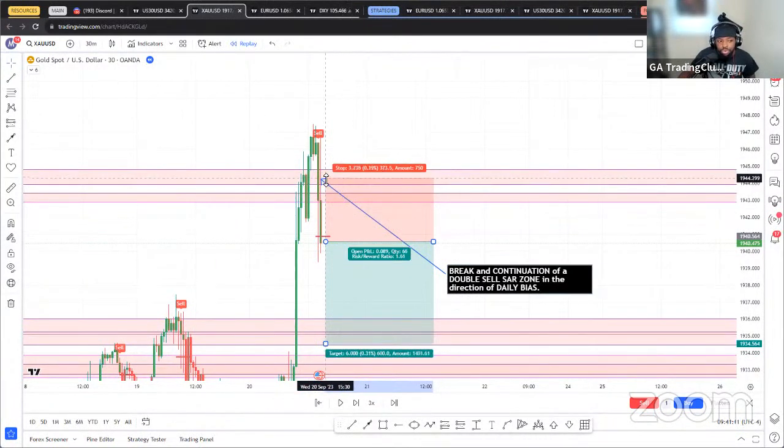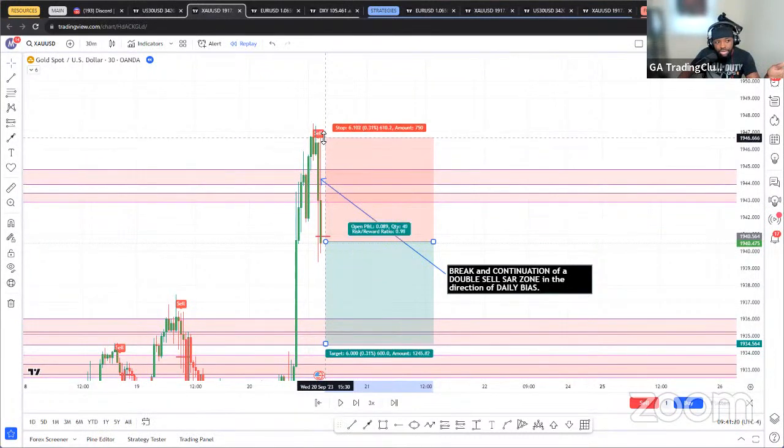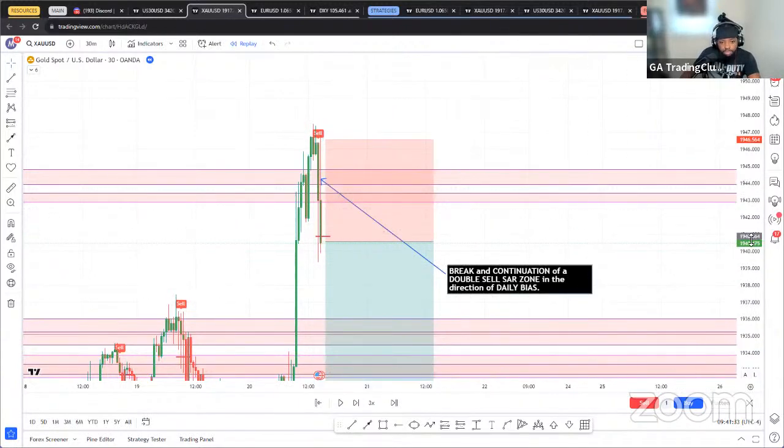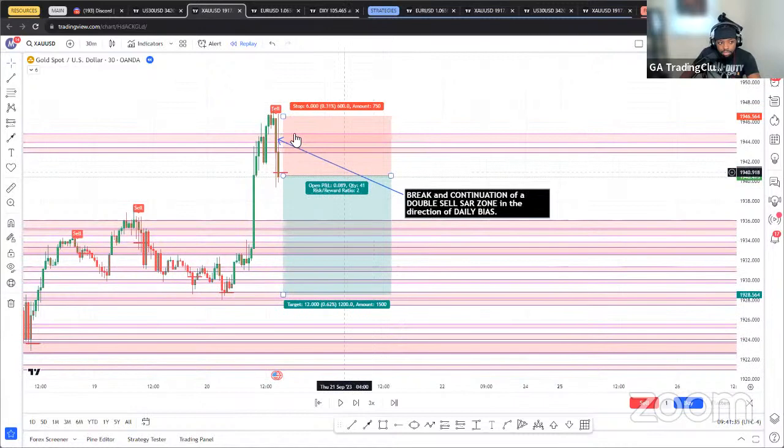But if I didn't want to take the risk with the same 30 pips, because my stop loss wouldn't have been below or above the SARs I'm trading, I would have extended my stop to maybe around there. So this would have been like maybe a 60 pip stop. This means that for me to achieve a 1:2, I would have had like a 120 pip TP. So that was the valid break and continuation.